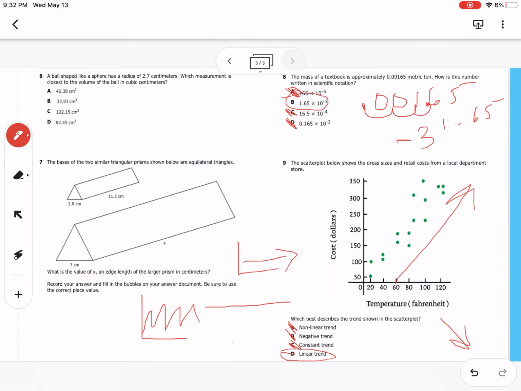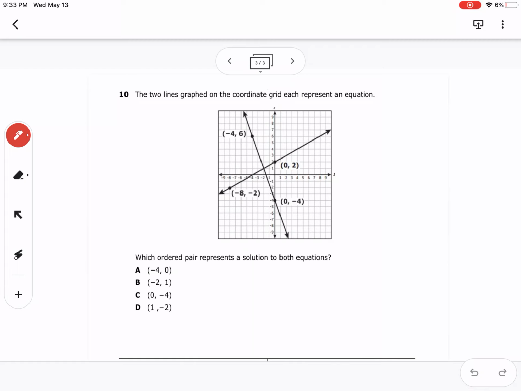All right. So our last question, number 10. The two lines graphed on the coordinate grid each represent an equation. Which ordered pair represents a solution to both equations? For this, whenever we have a question asking this, we just need to see where the two lines meet up. That is it. Don't pay attention to any other number that's on here.